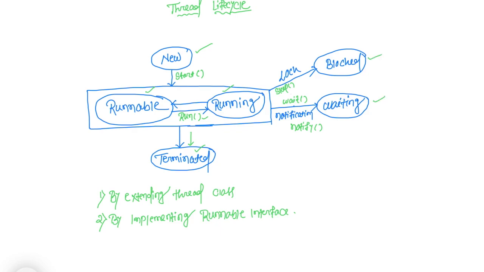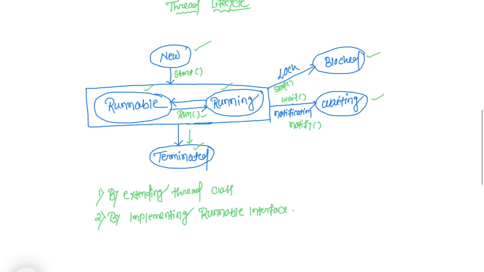Blocked state means if my thread is acquiring any lock, or if we call the thread.sleep method, at that time my thread will go to the blocked state. Waiting state means suppose my current thread is waiting for another thread to complete its operation, at that time it will go into the waiting state. When my current thread goes to the waiting state, it will call the wait method, and to reactivate the current thread it will call the notify method. So this is all about the thread lifecycle.